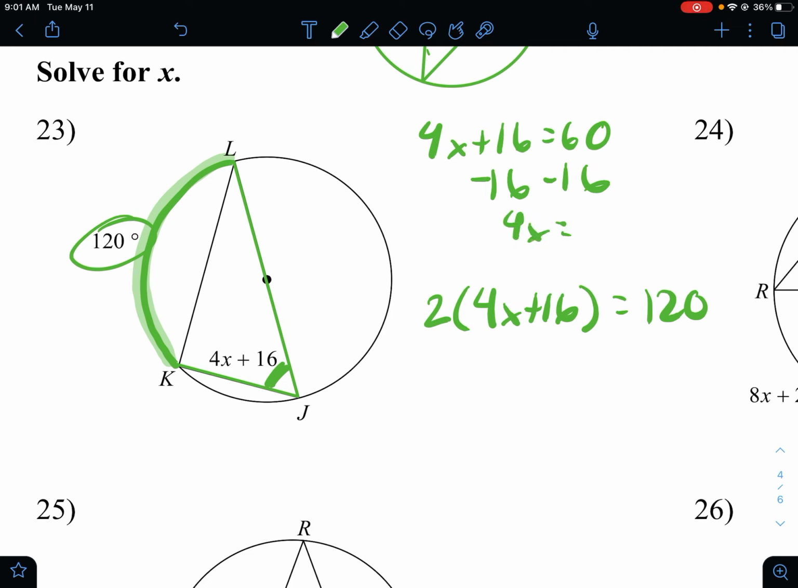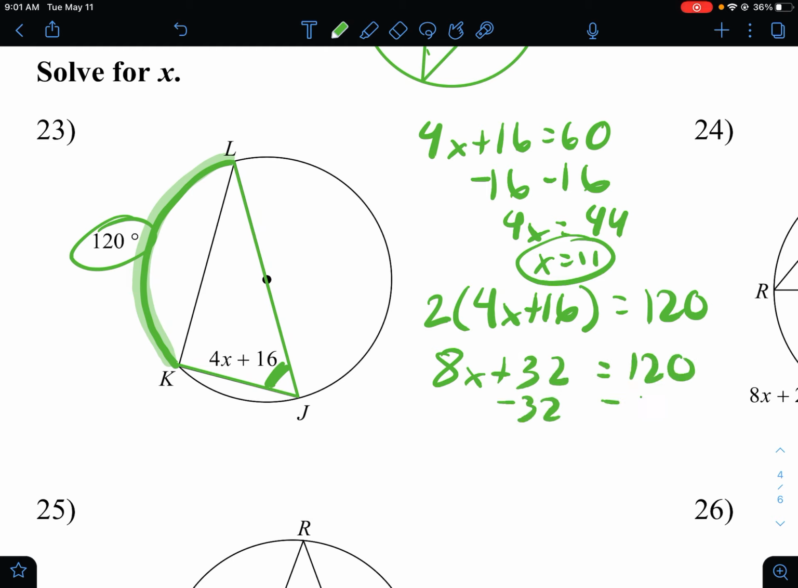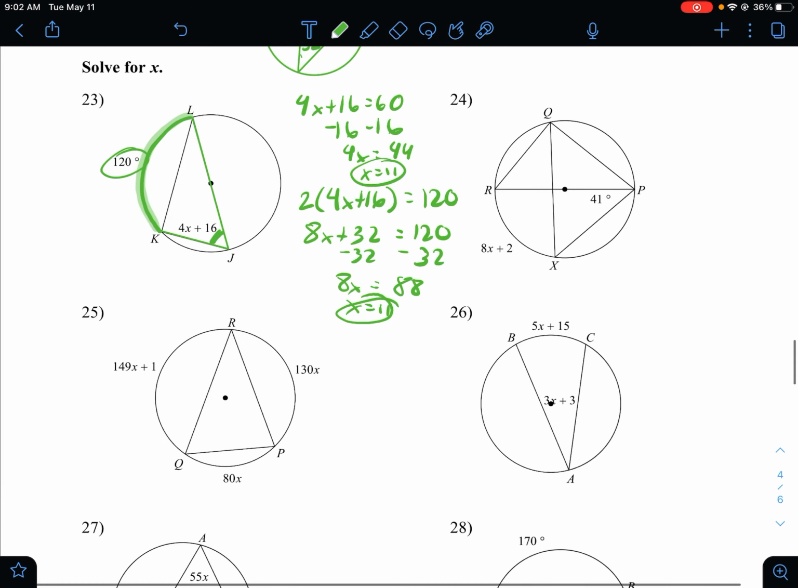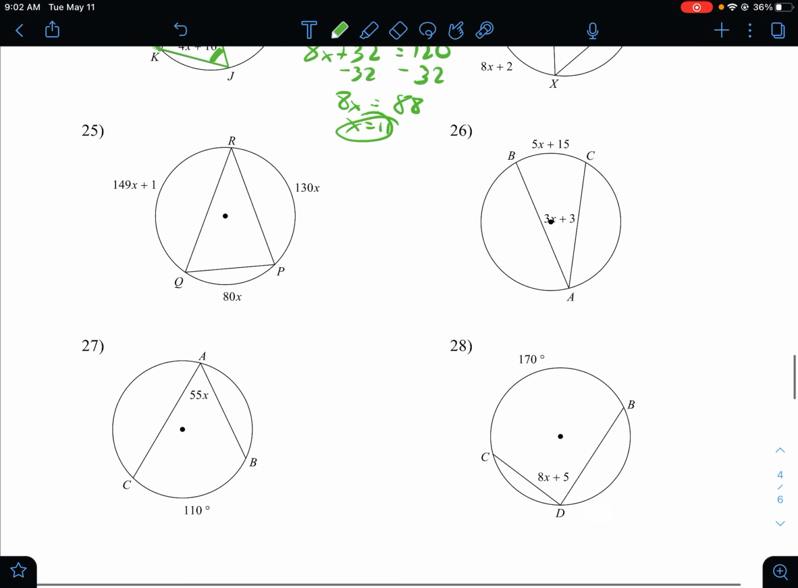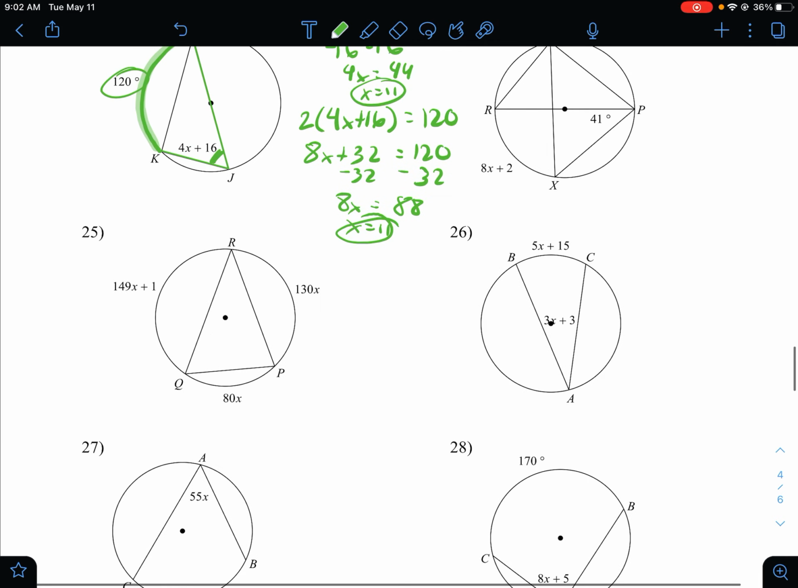So 60 minus 16 is going to give us 44. I get x is 11. And then we get 8x plus 32. 120 minus 32 gives me 88. I get x is 11. So both those methods work. All right. So now let's try another one.